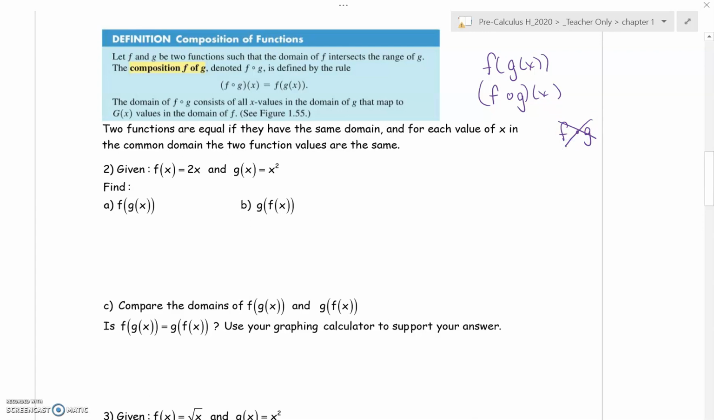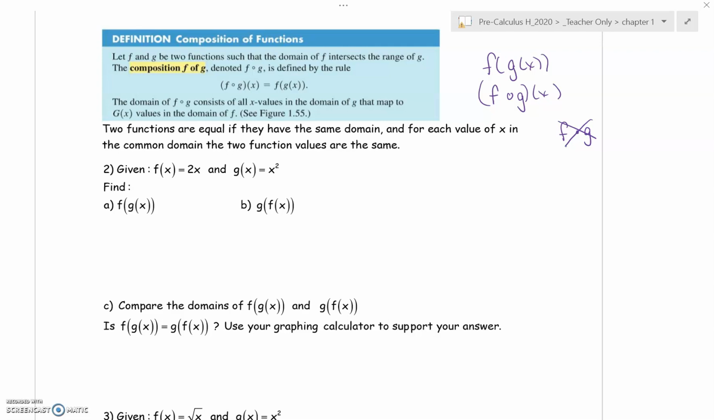The domain of f of g consists of all x values in the domain of g that map to g of x values in the domain of f. Again, that's kind of confusing. Let's do an example. The first thing you might want to do is think about what makes two functions equal. Two functions are equal if they have the same domain, and for each value of x in the common domain, the two function values are the same. So let's take a look at these two examples.